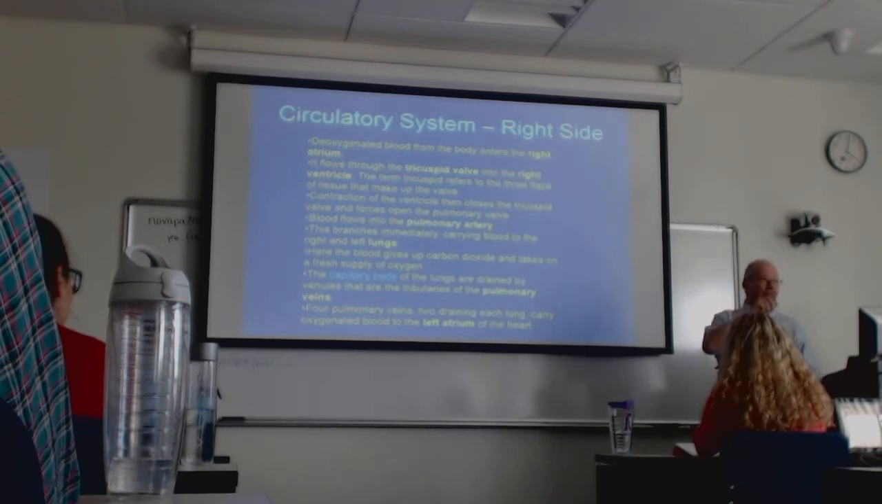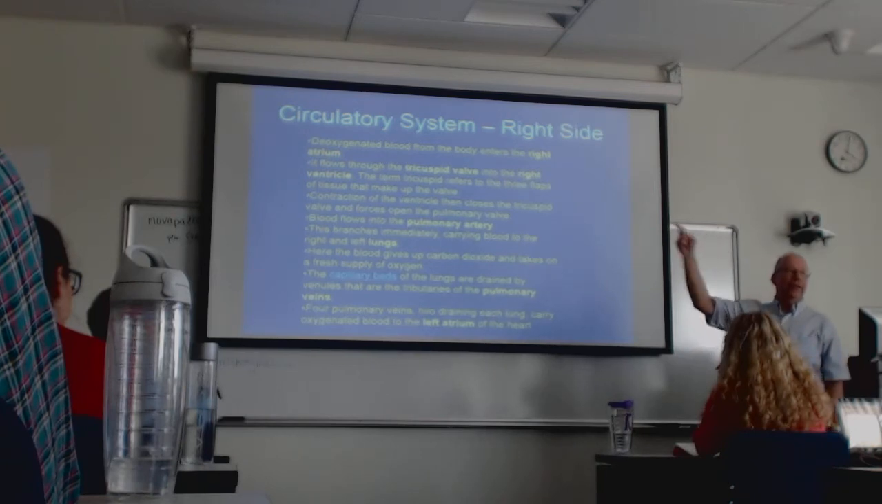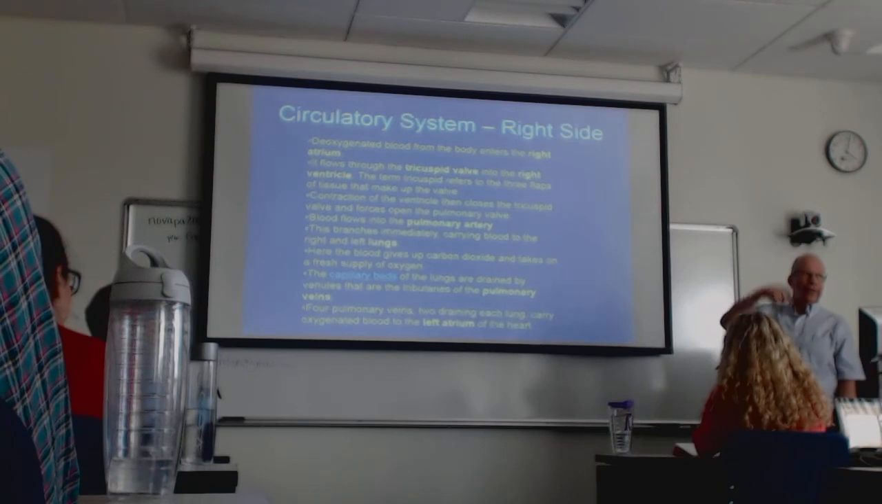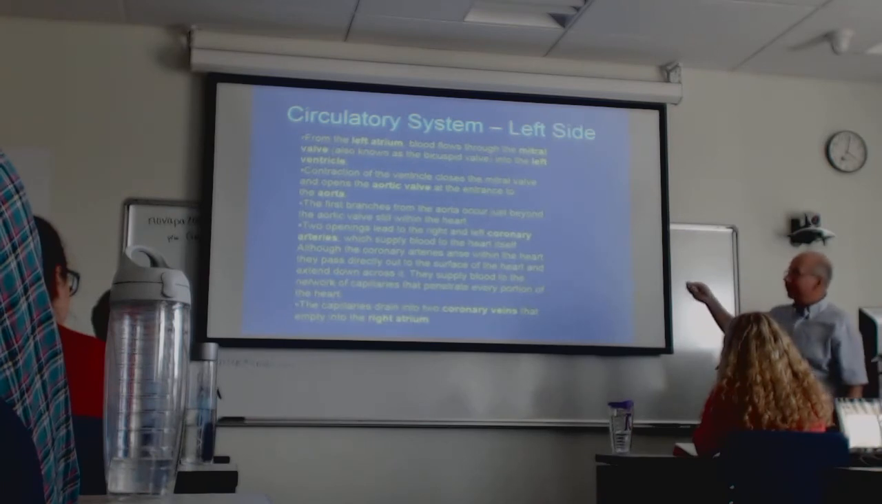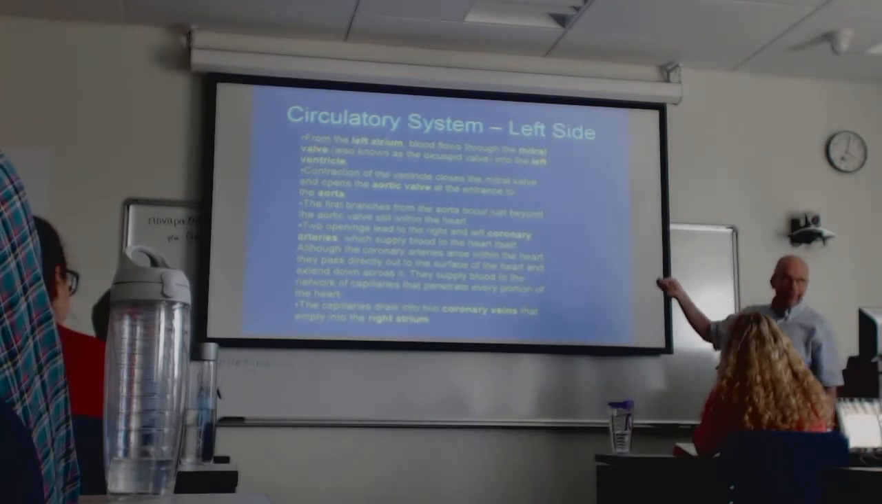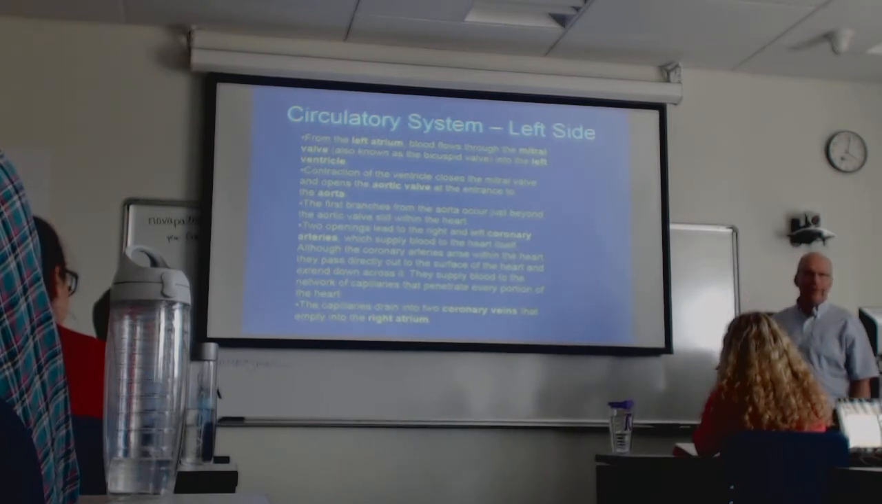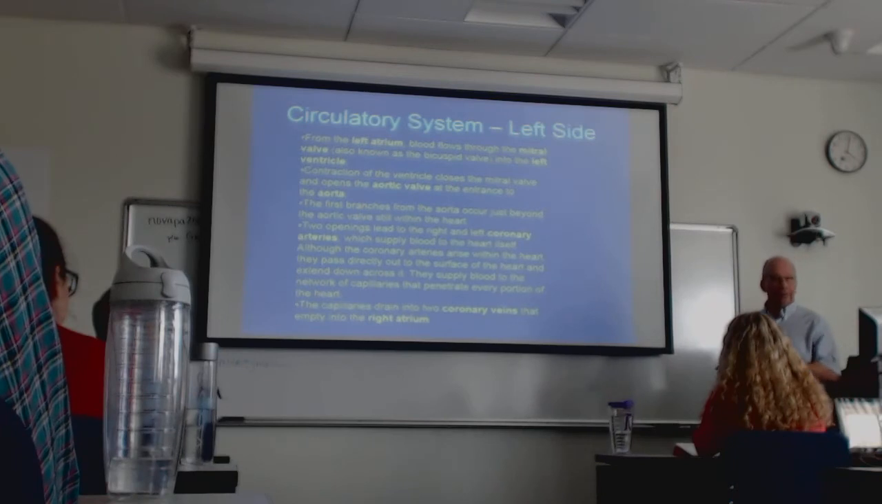So, deoxygenated blood: right atrium, tricuspid valve, right ventricle, pulmonic valve, pulmonary arteries, pulmonary veins, left atrium. Now we have richly oxygenated blood on the left side of the heart. Left atrium across the mitral valve into the left ventricle, across the aortic valve into the aorta. Now richly oxygenated blood going out to the periphery.